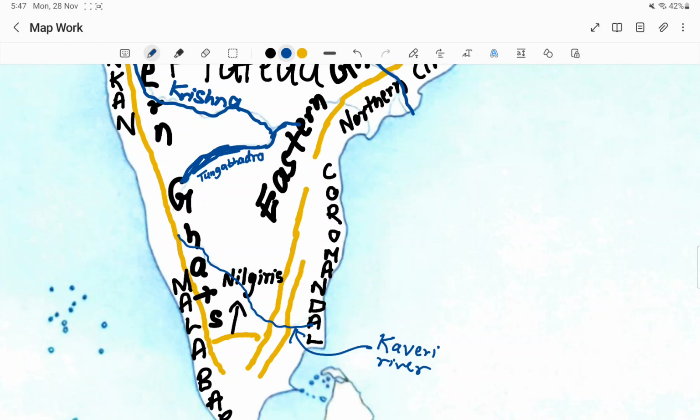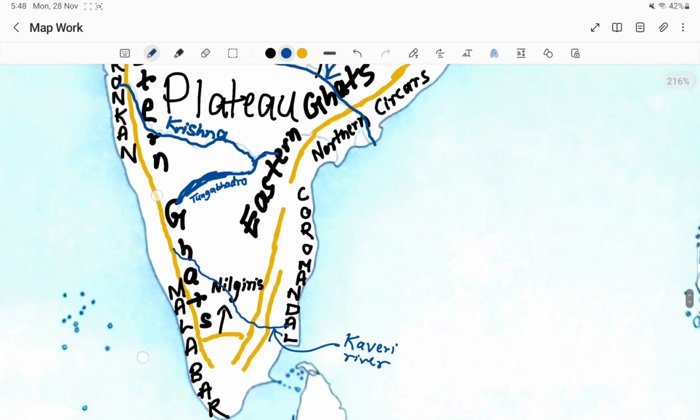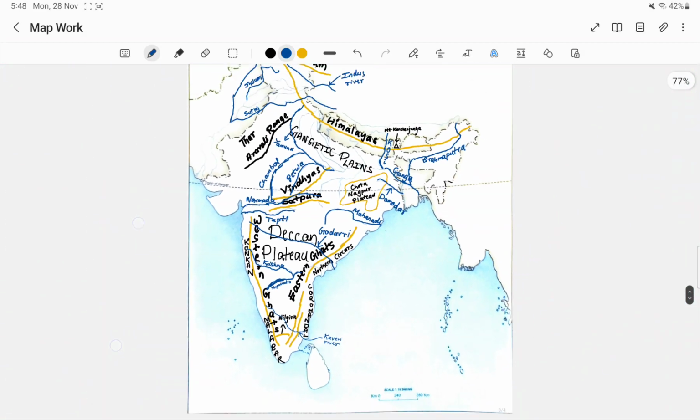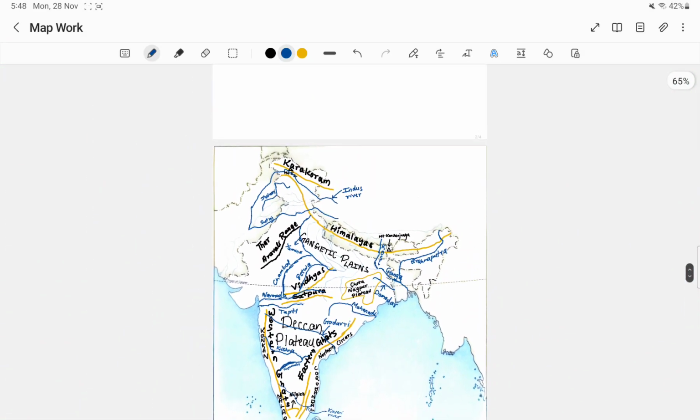So basically we have completed mountains, peaks and plateaus, plains, deserts as well as rivers. Now the next few topics, which are water bodies, passes, latitudes and longitudes, direction of winds and distribution of minerals, we'll cover them in the second part of this video.